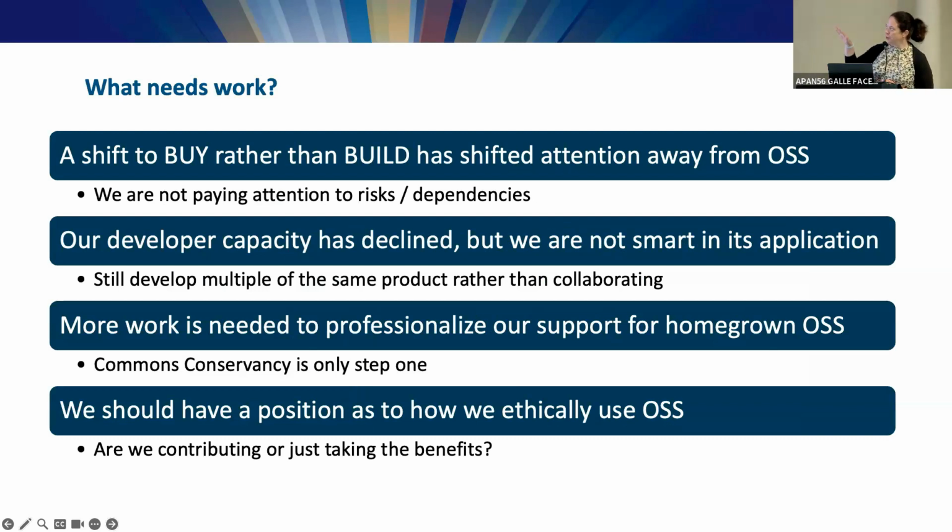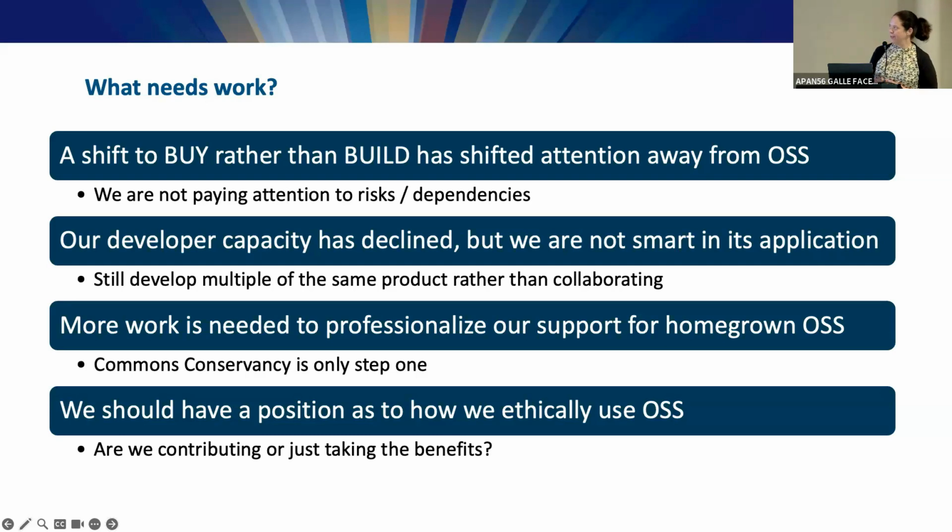We feel that a shift to buy rather than build over the last 10 years or so has really shifted attention away from open source software. And this means we are not paying attention to risks and dependencies. It's definitely true that our developer capacity has declined. Lots of people have been drawn away. Why would you work for an NREN if you can go and work for Google? We need to make that more attractive again.